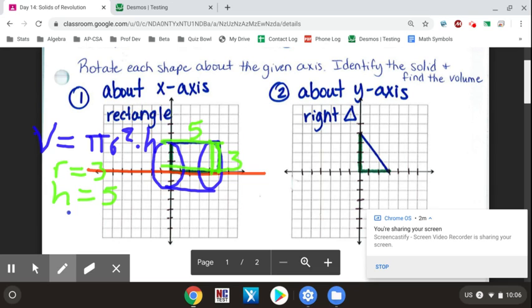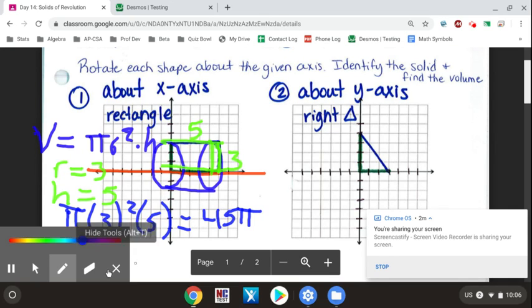So it looks like I have pi times 3 squared times 5. Simplifying that, it is 45 pi in terms of pi. Or you could, of course, type pi in Desmos and get a decimal approximation. But that's how you do that one. We're going to go ahead and skip down and try number 4 as well. But that's how you get the first one.